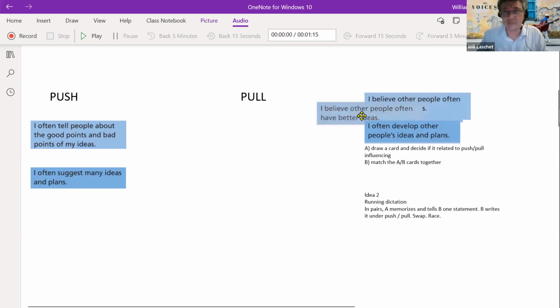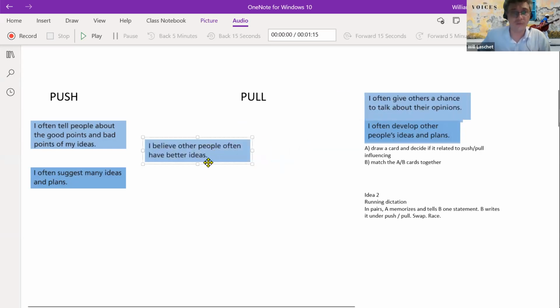Okay, let's try another one. How about this one? I believe other people often have better ideas. Okay, what do we think for that one? It's the last one we'll do.